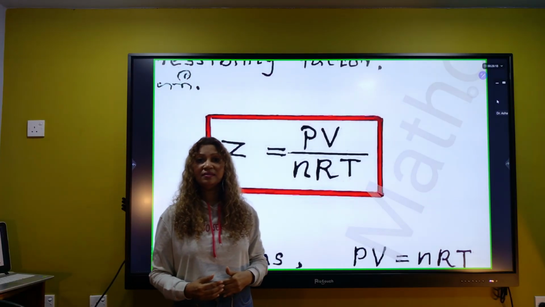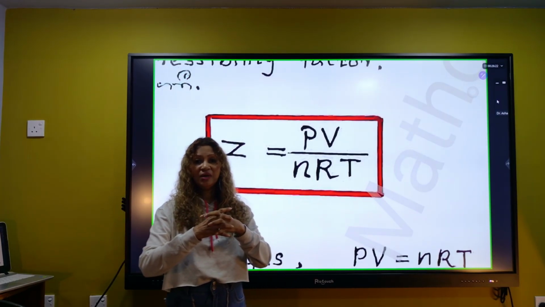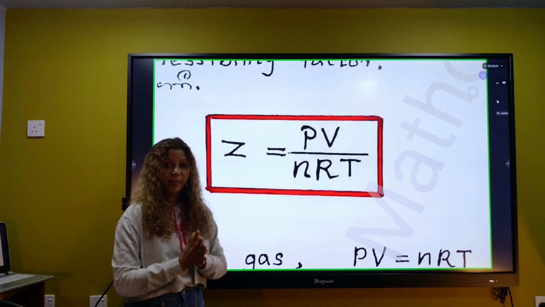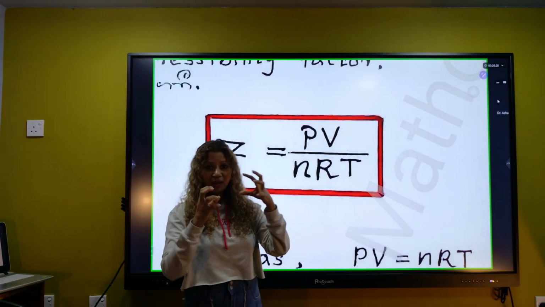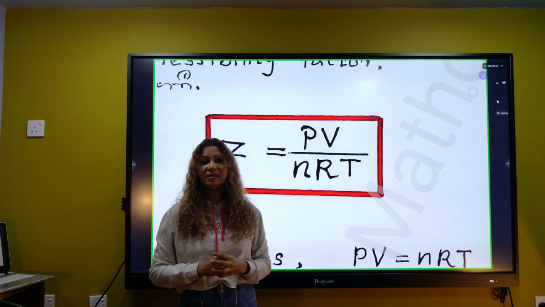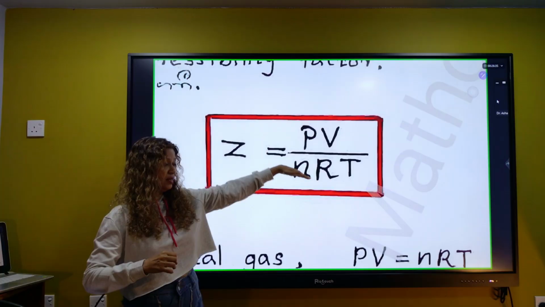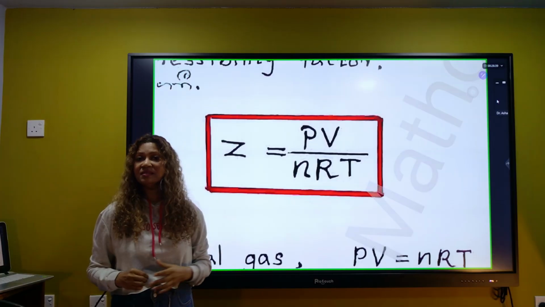And let's say this is a real gas. In real gases there are either attractions or repulsions. Let's say the attractions are greater. Then the volume becomes less. Molecules get closer to each other. PV becomes less, so PV divided by nRT becomes less than 1. So the compressibility factor is less than 1.